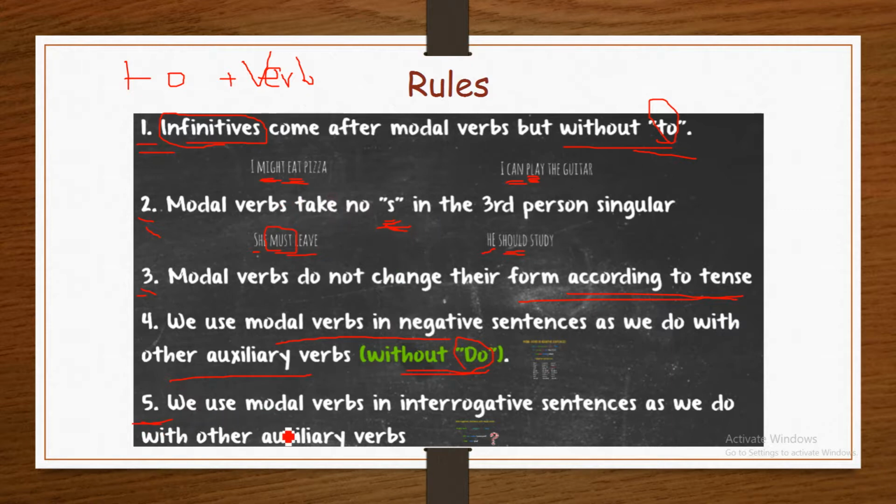Number 5: We use modal verbs in interrogative sentences, meaning in making questions, as we do with other auxiliary verbs. It means we make questions with the modal verbs themselves. For example, I can play the guitar. If you make this statement a question, you don't need to use an auxiliary. You just say, Can I play the guitar?